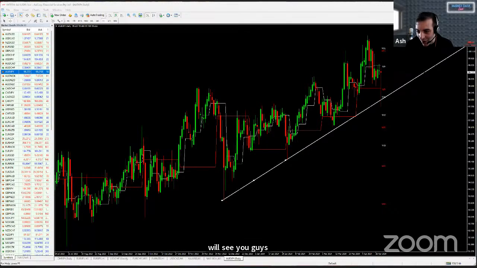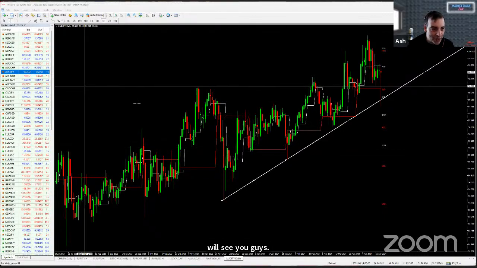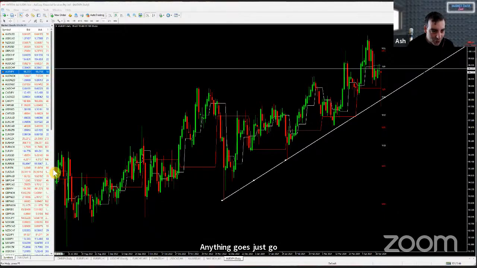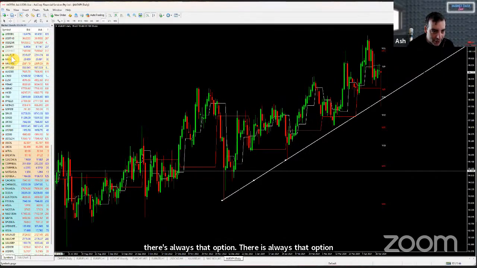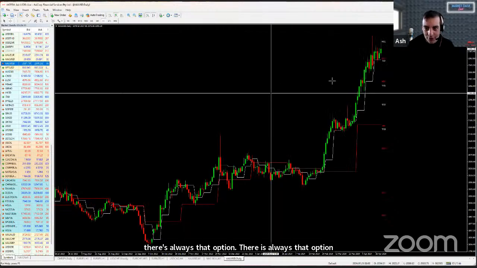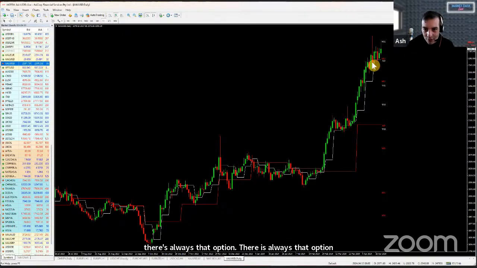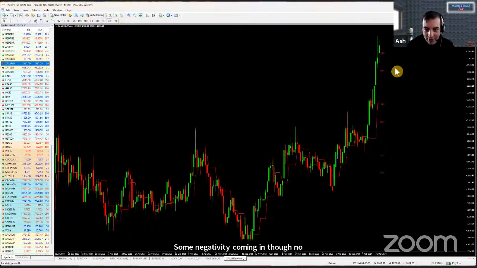Anything goes, just go long gold, Lewis is saying. Well, there's always that option, and gold seems to be on a bit of a ripper right now. Some negativity coming in though, no question. Gold's just not attractive when it comes down to price. That's the big problem, and the parabolic move has not helped. So even that is going to be no picnic.